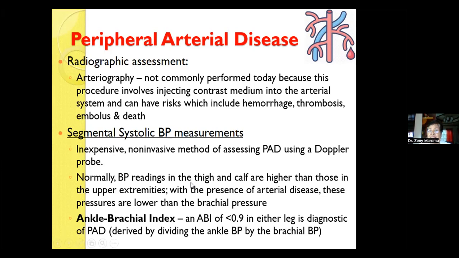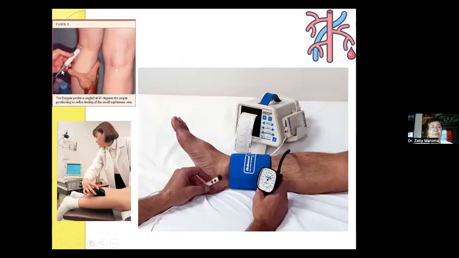Normally, BP reading in the thigh and calf are higher than those in the upper extremity. Mas mataas ang blood pressure sa paa kasi mas malayo sa puso. But with the presence of arterial disease, the pressures are lower than the brachial pressure. At makukuha yung ankle brachial index. Ano yung ABI? An ABI of 0.9 in either leg is diagnostic of PAD. How? Derived by dividing ankle BP by brachial BP. Okay. Kaya, yan ang Doppler probe.